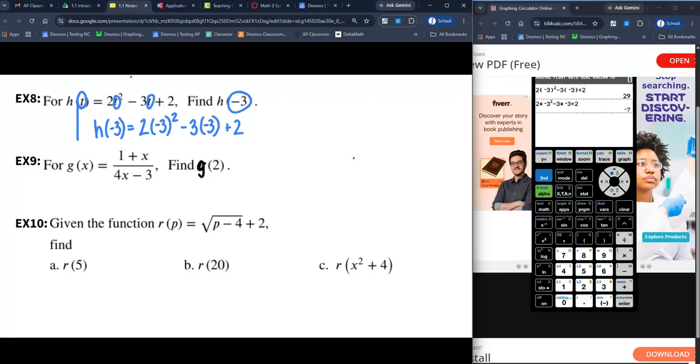I think I heard it. What'd you say, Emily? 9. Because negative 3 to the second means negative 3 times negative 3, and negative times negative is a positive. So it's going to be positive 9. So this is going to be 2 times positive 9 minus 3 times negative 3 plus 2.